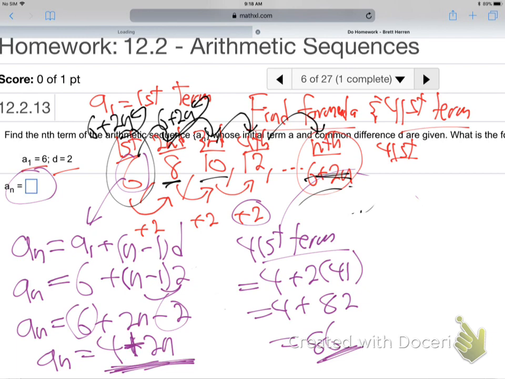Is that good on all that? Does that make sense? So you always use this: a sub n is a1 plus n minus 1 d. I'll give you that at the top of the next exam. We'll use it a bunch the next 3 or 4 problems. All right.